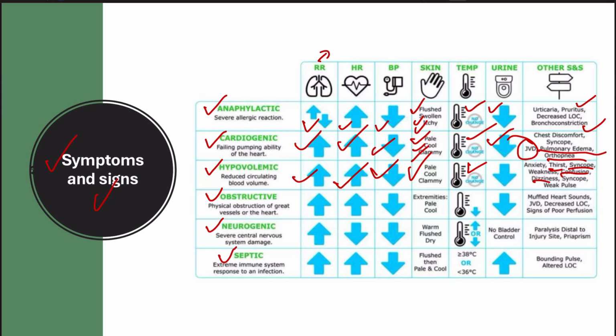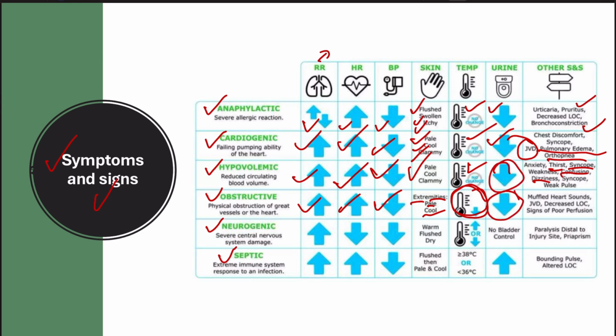Then we have obstructive shock. Here there is an increase in the respiratory rate and the heart rate, but a decrease in blood pressure. The skin in the extremities will be pale and cool. And here the temperature will also decrease because it is an obstructive type of shock, so blood will not be able to come out of the heart. And the urine output will decrease in both cases.